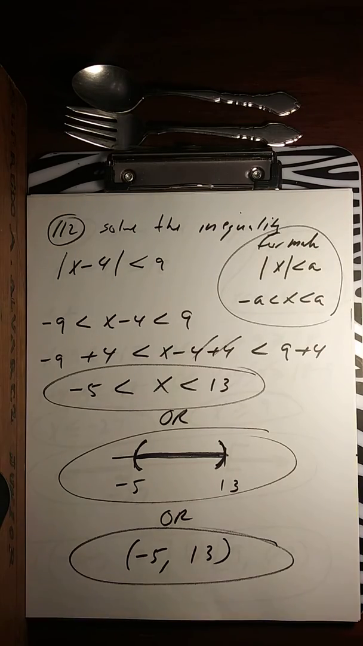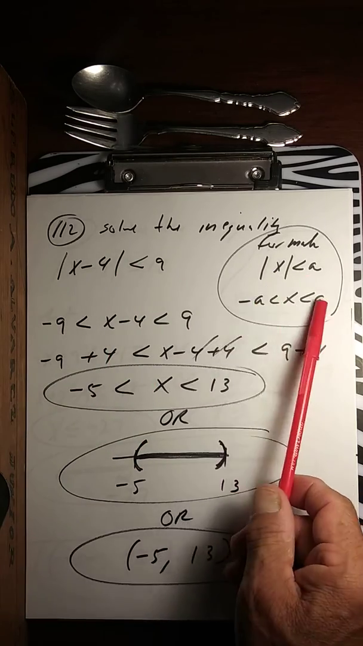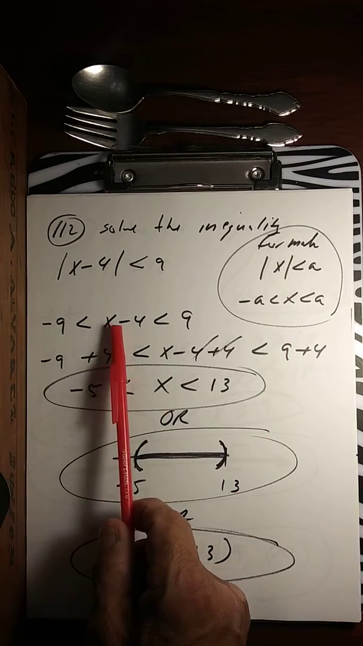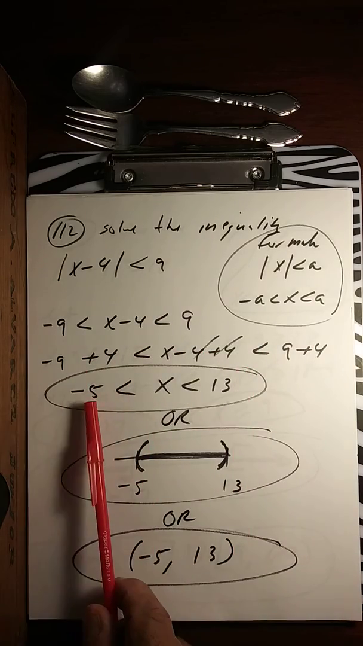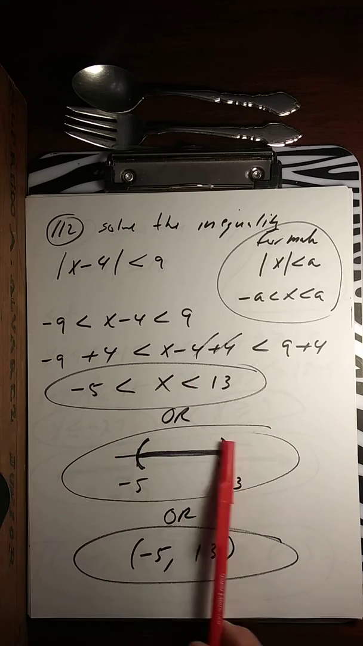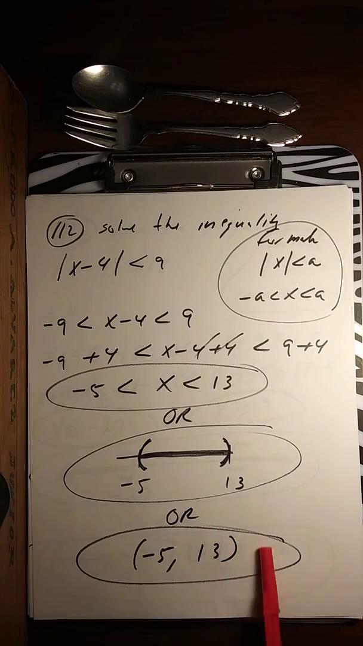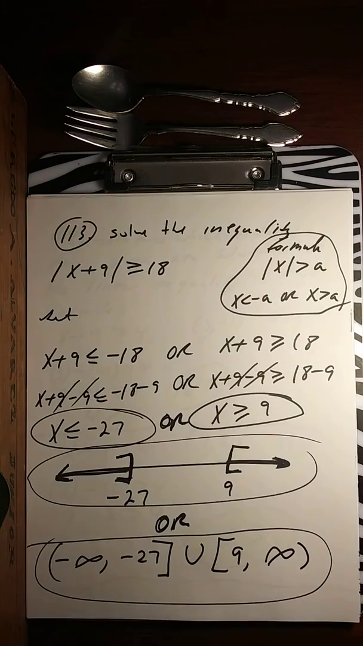Solve the inequality. This is less than, so absolute value of a less than means negative a and a. So negative 9 less than x plus 4 less than 9. Add 4, add 4, add 4, so this can be negative 5 less than x less than what? 13. Or from negative 5 to 13, not including the negative 5 or the 13.